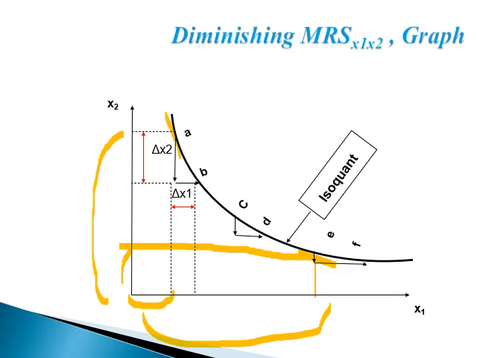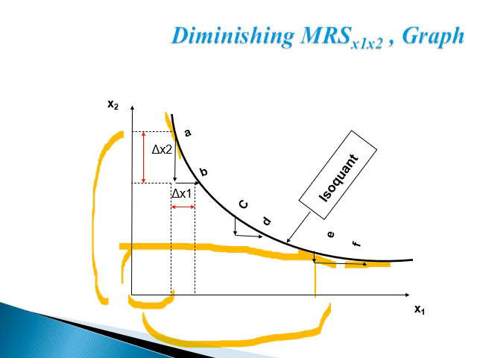At point F, probably the slope will be 0, which means that if I increase x1 by 1 unit, I am not willing to reduce the amount of x2 by any units because I have very little x2. But remember, when I say that slope declines, it is negative all the way. So probably at point E, the MRS of x1 for x2 is probably minus 5. At point F, it is probably minus 0.5.